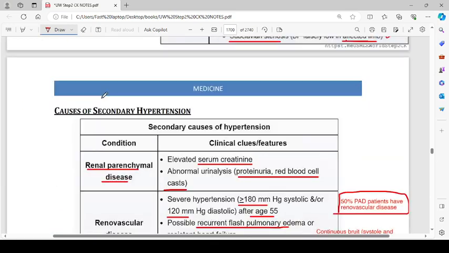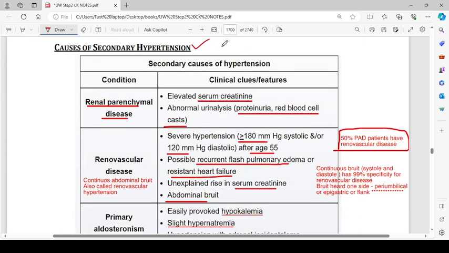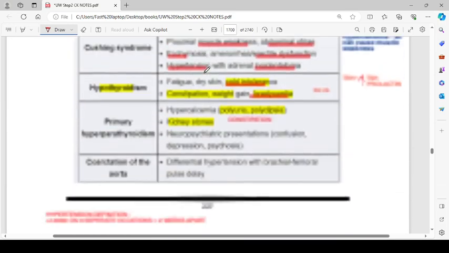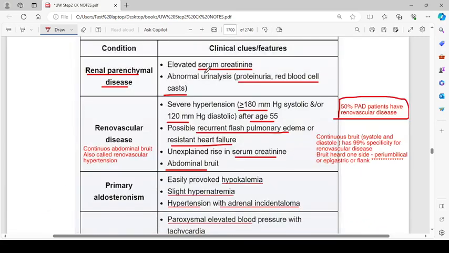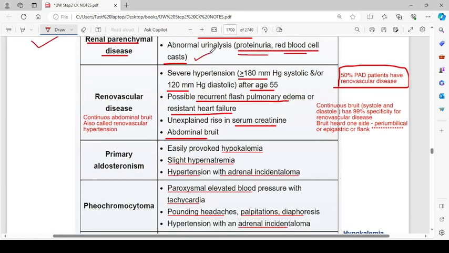Then we have causes of secondary hypertension. The causes of secondary hypertension are listed in this table. So the first, there are a lot. So the first one is renal parenchymal disease. That can be detected if there is elevated serum creatinine, abnormal urinalysis, proteinuria, red blood cell count, red blood cell casts.